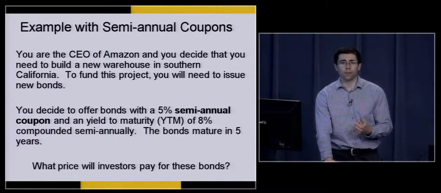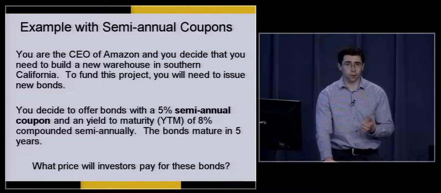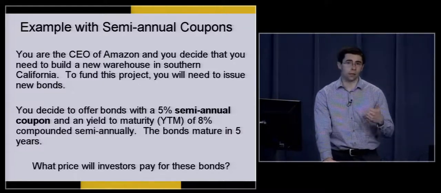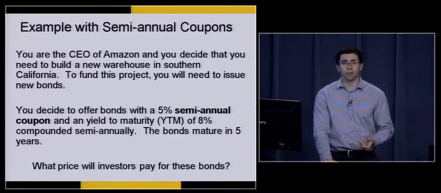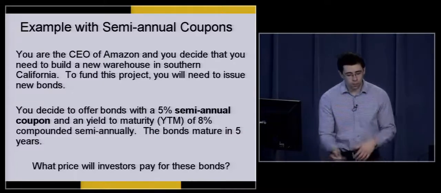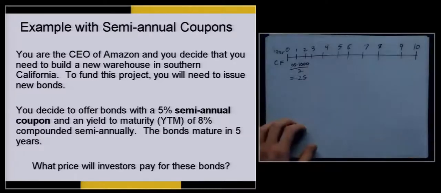Remember, we're receiving this cash up front in year 0, or time period 0, and we're paying this cash out in time period 1, time period 2, all the way up to time period 10. So from our perspective as the CEO of Amazon, Jeff Bezos, this is a negative number. So I'm going to put a negative here to reflect that it is a negative number.